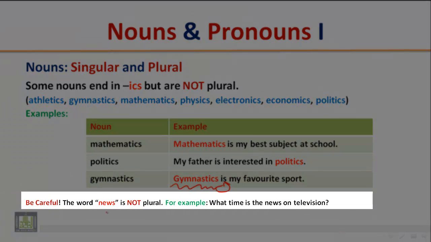Be careful. The word news is not plural. For example, what time is the news on television? So the word news is not plural. It is singular.